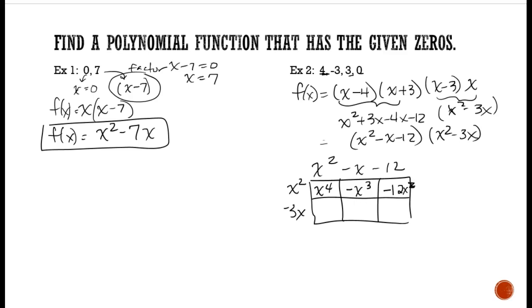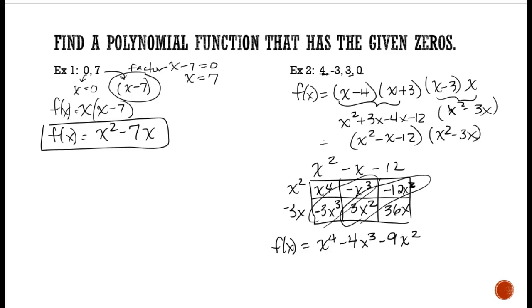Negative 3x times x squared is negative 3x cubed. Negative 3x times negative x is positive 3x squared. And then negative 12 times negative 3x is a positive 36x. Now, you kind of know if you did it right if the diagonals are like terms, okay? So I'll put them in exponent order. Start with x to the 4th. So negative 3 minus 1 is negative 4x cubed. 3x squared minus 12x squared is negative 9x squared. And then plus 36x.